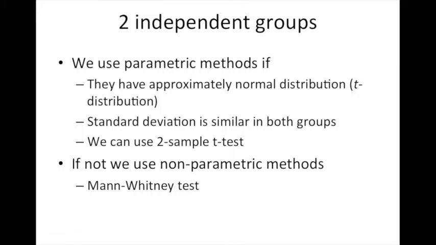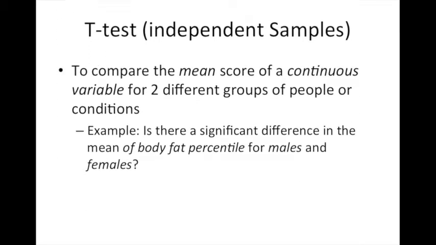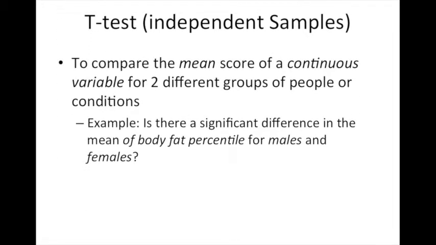Then we go to use non-parametric methods, which in this case is called the Mann-Whitney test, that we will explain later in another lecture. So imagine we want to do the t-test, and we want to compare the mean score of a continuous variable like, here, for example, body fat percentile for groups of people, which here are male and female.